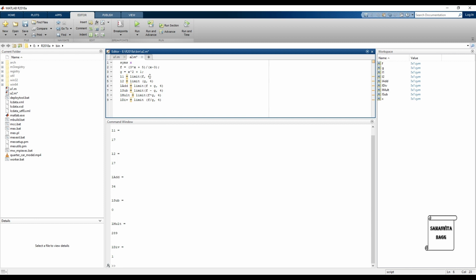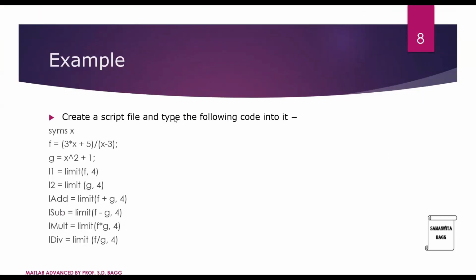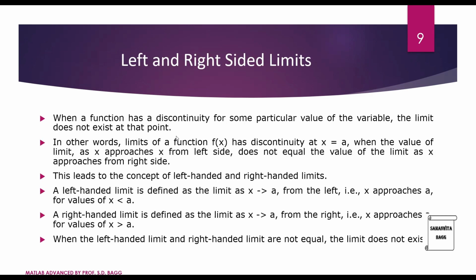Now suppose I change this, instead of 4, I write minus 4 and solve once again. So these are the answers that I get. For L1 I get 1, L2 I am getting 17, when I add it will be 18, when I subtract it is minus 16, on multiplication 1 into 17 is 17 and division is 1 upon 17. So that's how you get these values, and we also verify these equations using MATLAB.